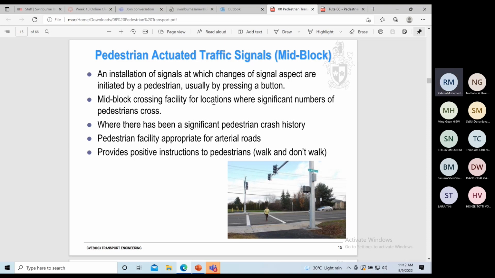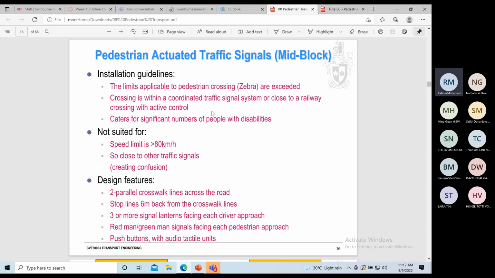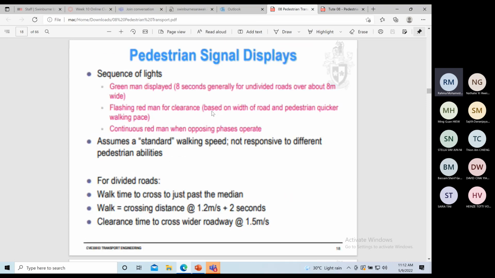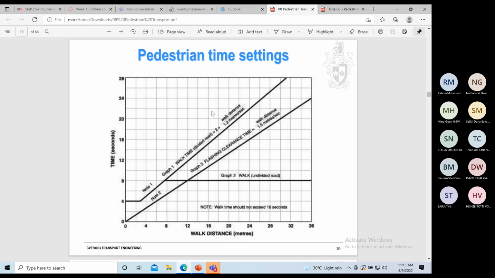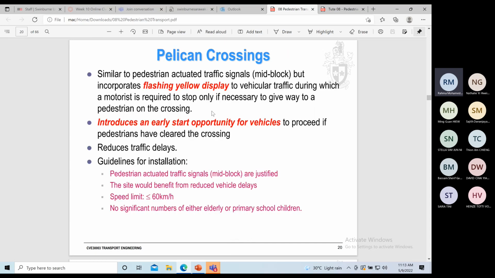So, a mid-block crossing facility is for locations where significant numbers of pedestrians cross. It's usually located where there are lots of pedestrians crossing that road. Moving on, the installation process you can go through on your own. For the pedestrian timing settings, we'll look into them later when we go through the tutorial question.